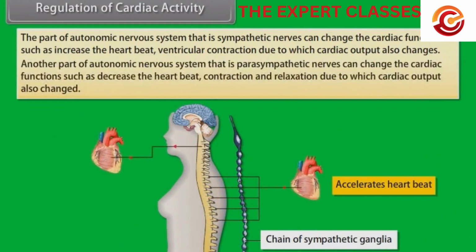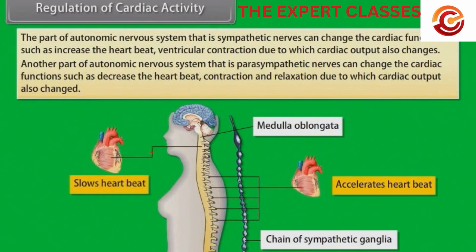Another part of autonomic nervous system, that is, parasympathetic nerves, can change the cardiac functions such as decrease the heartbeat, contraction and relaxation, due to which cardiac output also changes.